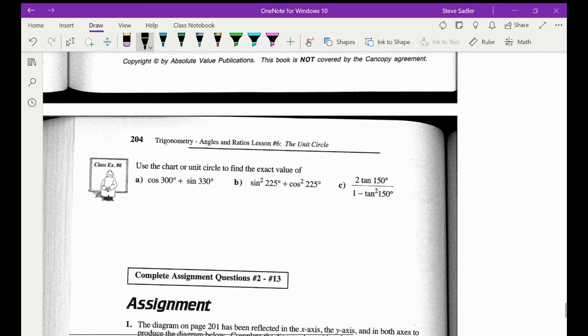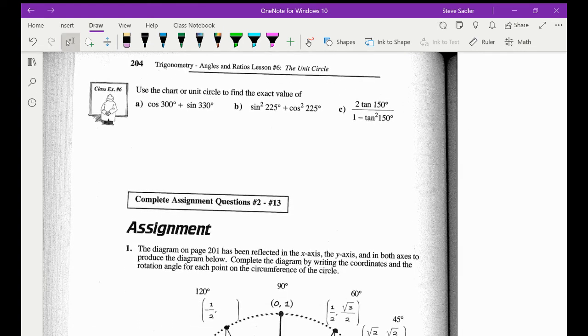A couple more examples. Use the chart or unit circle to find the exact value of cos 300 plus sine 330. So if we look on our handy dandy chart, we know that cos is x, sine is the y value. So cos of 300 is going to be 1/2. Sine of 330 is going to be negative 1/2. 1/2 plus negative 1/2 is 0.